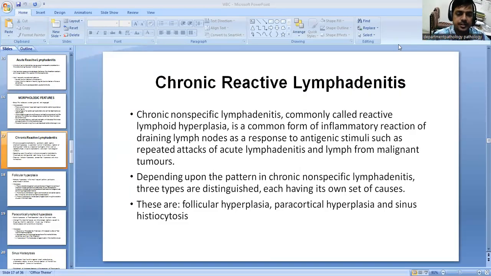Chronic reactive lymphadenitis. Chronic non-specific lymphadenitis, commonly called reactive lymphoid hyperplasia, is a common form of inflammatory reaction of draining lymph nodes as a response to antigenic stimuli, such as repeated attacks of acute lymphadenitis and tumors. Depending upon the pattern in chronic non-specific lymphadenitis, three types are distinguished, each having its own set of causes. These are follicular hyperplasia, paracortical hyperplasia, and sinus histiocytosis.